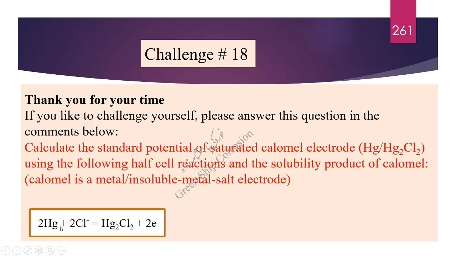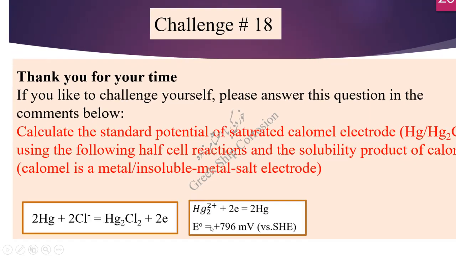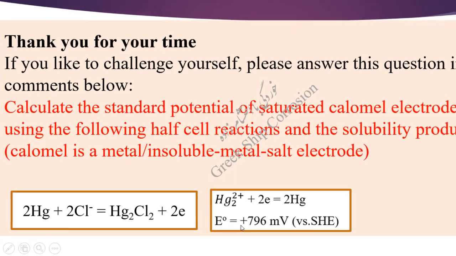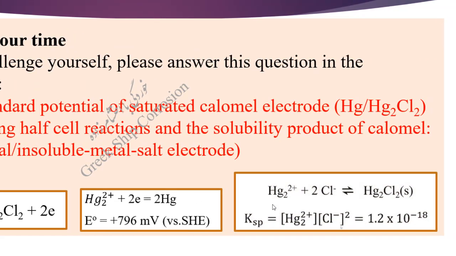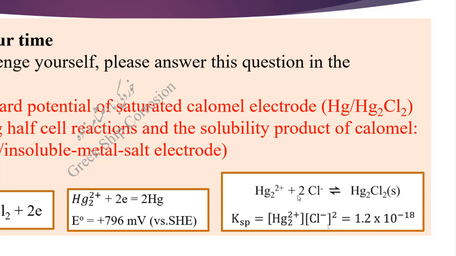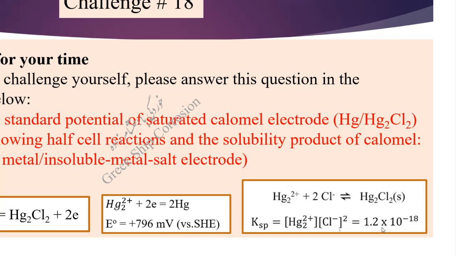2Hg plus 2Cl- equals Hg2Cl2 plus 2 electrons. Hg2^2+ plus 2 electrons equals 2Hg. The standard potential of this half cell equals positive 796 millivolts versus SHE. And Hg2^2+ plus 2Cl- equals Hg2Cl2 solid. The solubility product constant for mercurous chloride is equal to 1.2 times 10 to the negative 18.